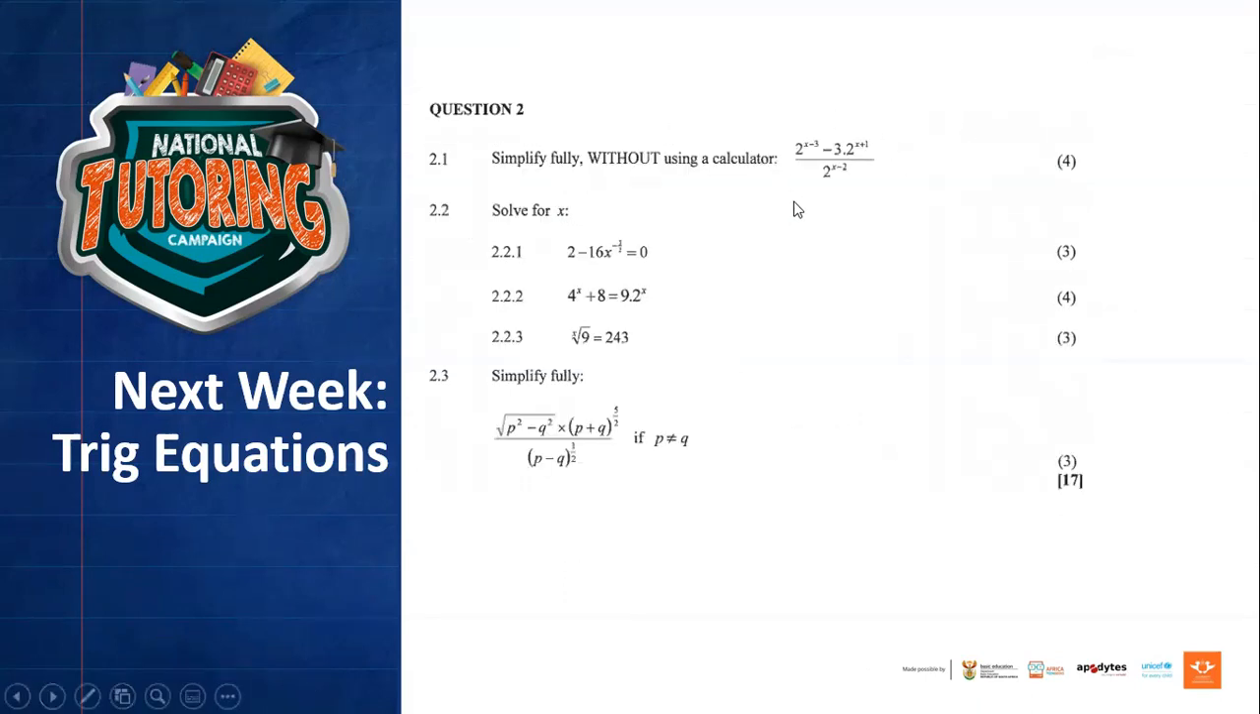Question 2, we've got some exponents, which we didn't go over, but the rules of exponents are the same. Exponential equations, this is a rational exponential equation. Here is a basic one, here's another surd equation, and question 2 gives you a total of 17 marks. So you really can do well in these sections if you make sure you know your algebra and your equations.